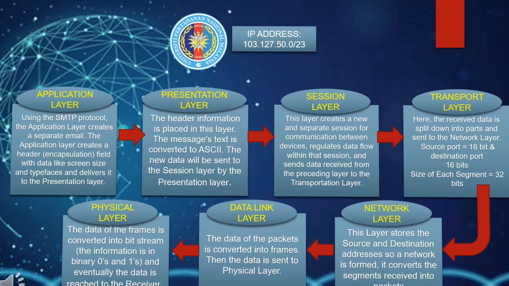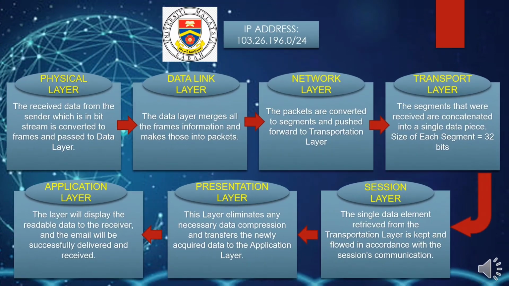The physical layer receives data from the sender, which is a bit stream, and converts it to frames and passes them to the data link layer. Then the data link layer matches all the frame information and makes those into packets, then sends them to the network layer. In the network layer, the packets are converted to segments and pushed forward to the transport layer.